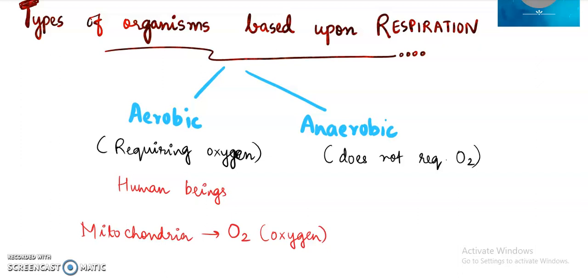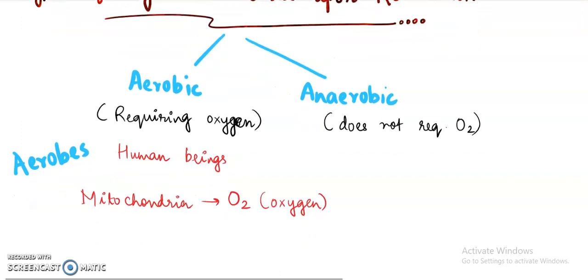Because we are aerobic in nature, we can also be called aerobes. So the organisms that show aerobic respiration are also known as aerobes. It means they require oxygen. Until oxygen is given to our body, there will be no ATP production, as ATP is the currency of energy in our body, which stands for adenosine triphosphate.